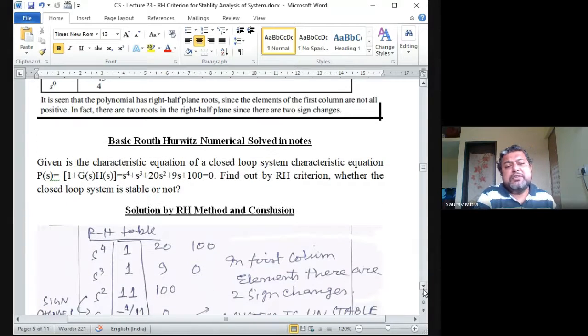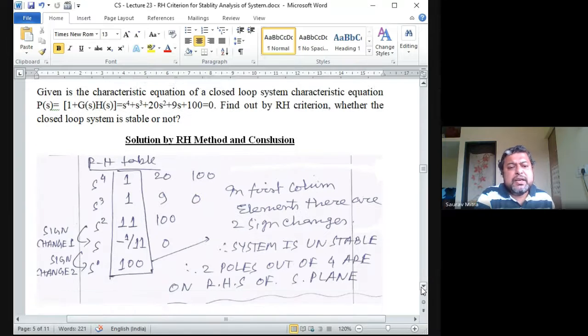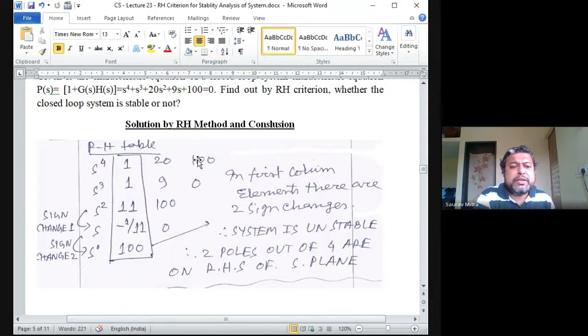So this is another numerical which is solved by me. Okay, so this is a very simple kind of thing. s^4 + s^3 + 20s^2 + 9s + 100. So there are many numericals like this. So you are forming the table: 1, 20, 100, 1, 9, and you are finding that the s^1 term is minus 1 by 11. What is the value? Not important. Whether it is positive or negative, that is important. So 11 to minus 1 by 11 is one sign change. Minus 1 by 11 to 100 is another sign change. So what is the conclusion?